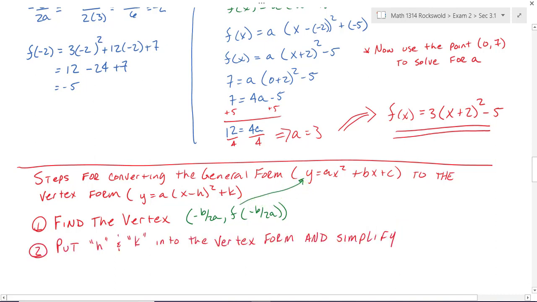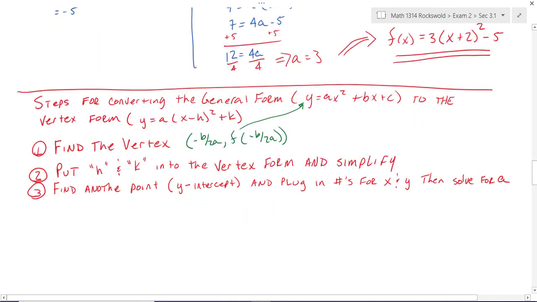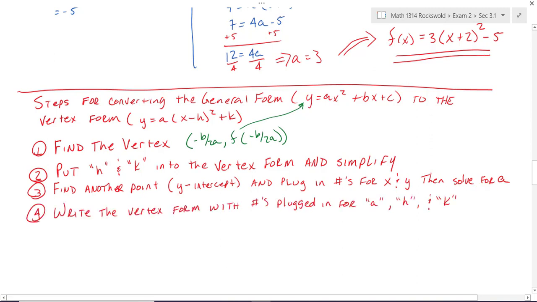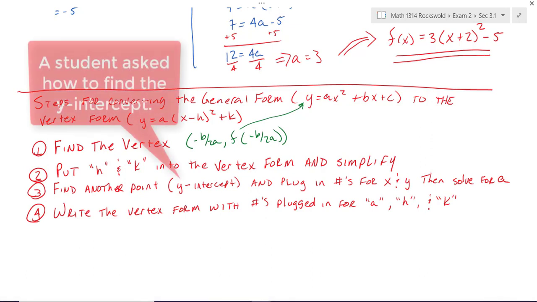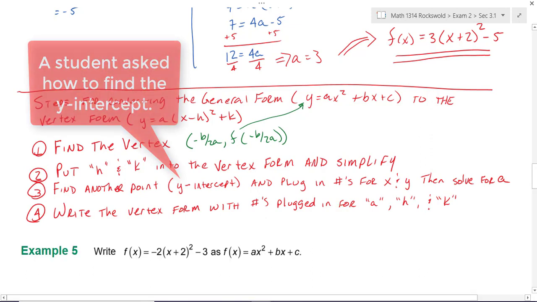Once you've identified h and k, you want to drop them into this vertex form, put in the numbers, and then simplify. By simplify, I mean if you have subtracting a negative, change it to a plus. If you have adding a negative, make it a subtraction. Then you want to find another point on your graph. Usually the y-intercept is an easy one, and plug those numbers in place of x and y from that point, and then solve for a. And then finally you write the vertex form with the numbers that you found above plugged in for a, h, and k.